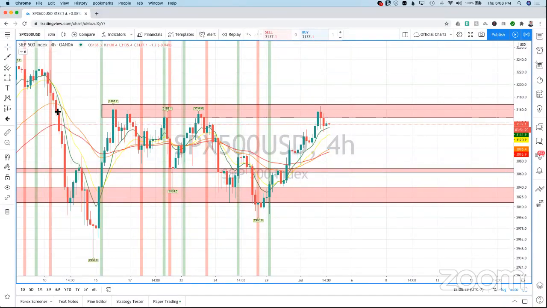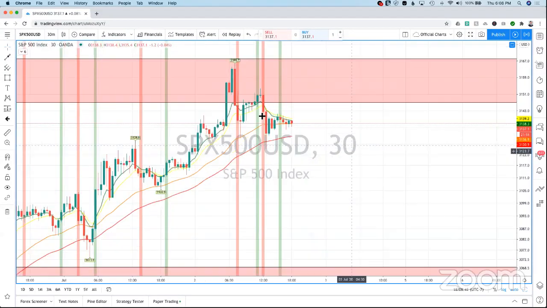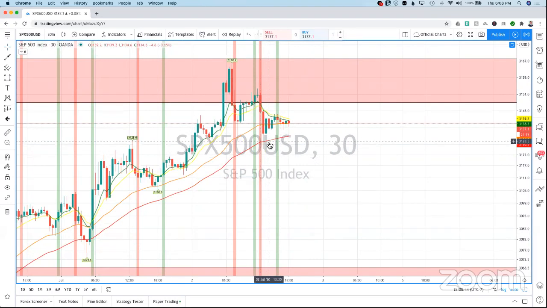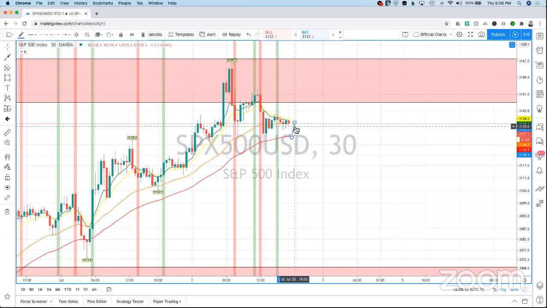Let's go back to the 30-minute. 30-minute looks like it's crossing right here. So it might come down a little further, test this K2 pivot right here. How many pips is that? About 50 pips. It's not very much.